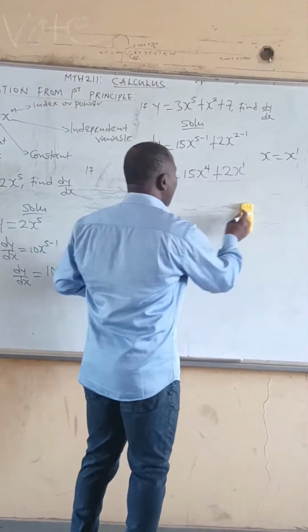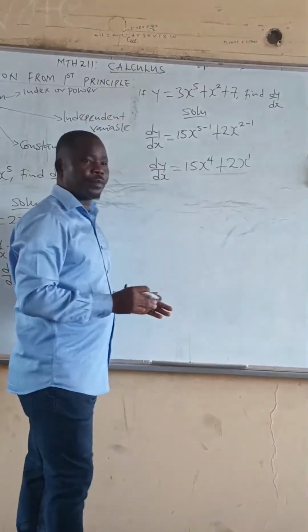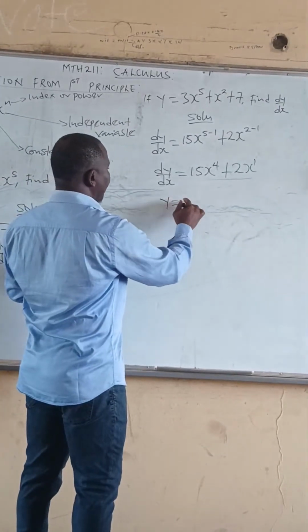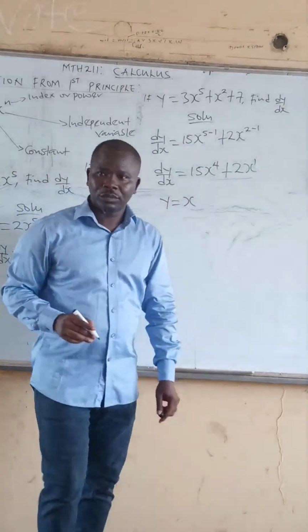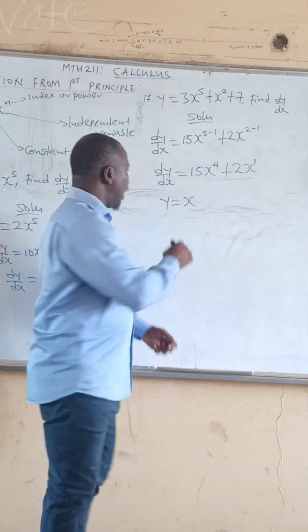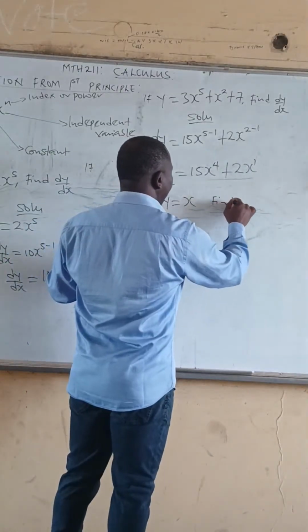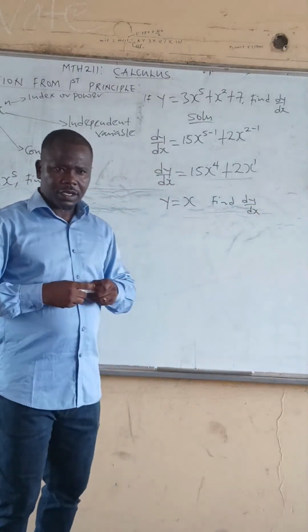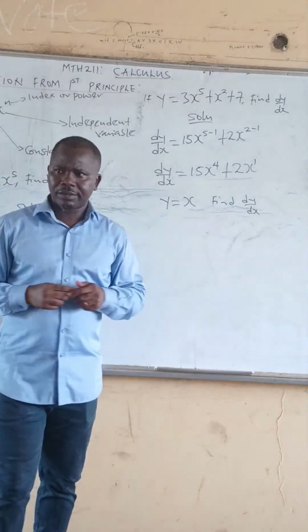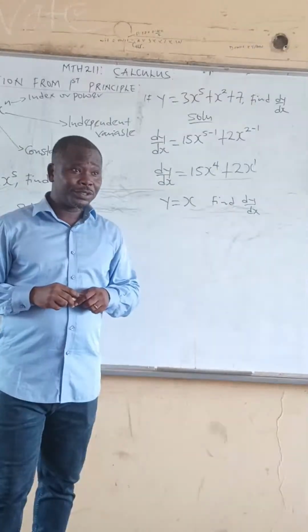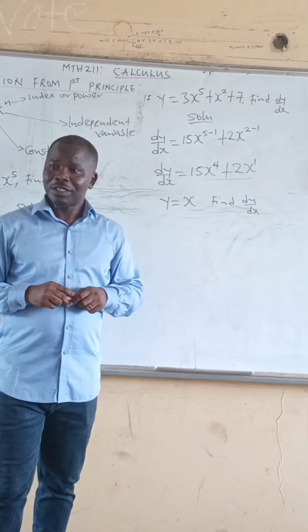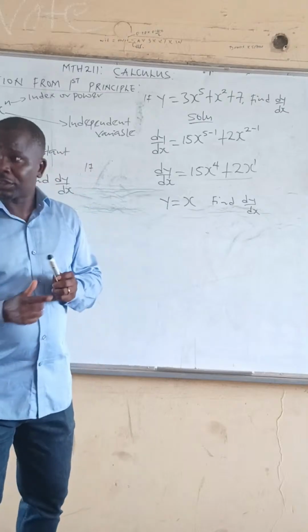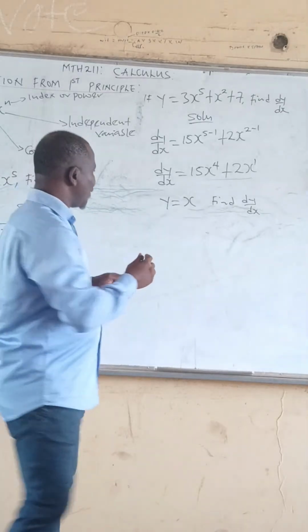So now, I want to ask us a question. If we have y equals x, and you are asked to find dy over dx, what do you think should be your answer? 0? Are you sure? No. It's 1. True or false?